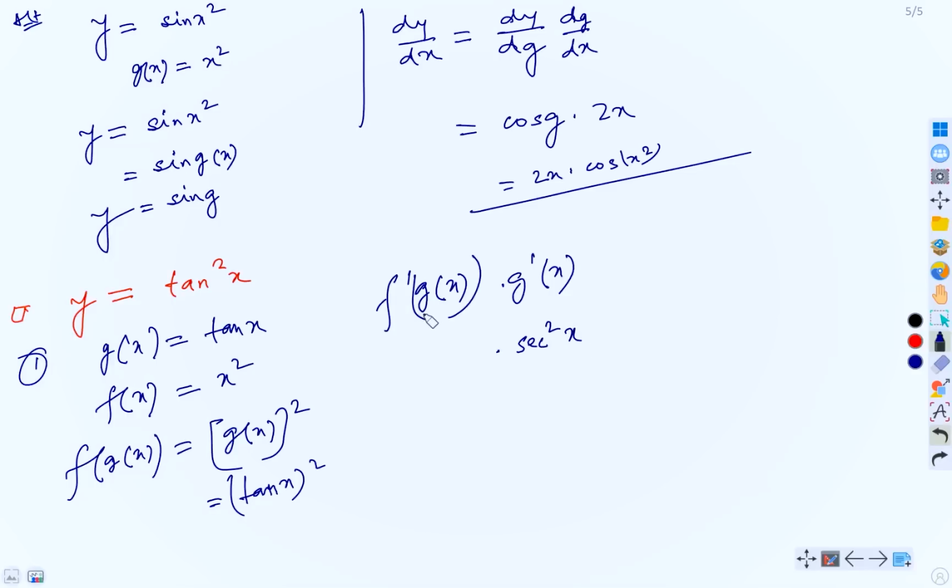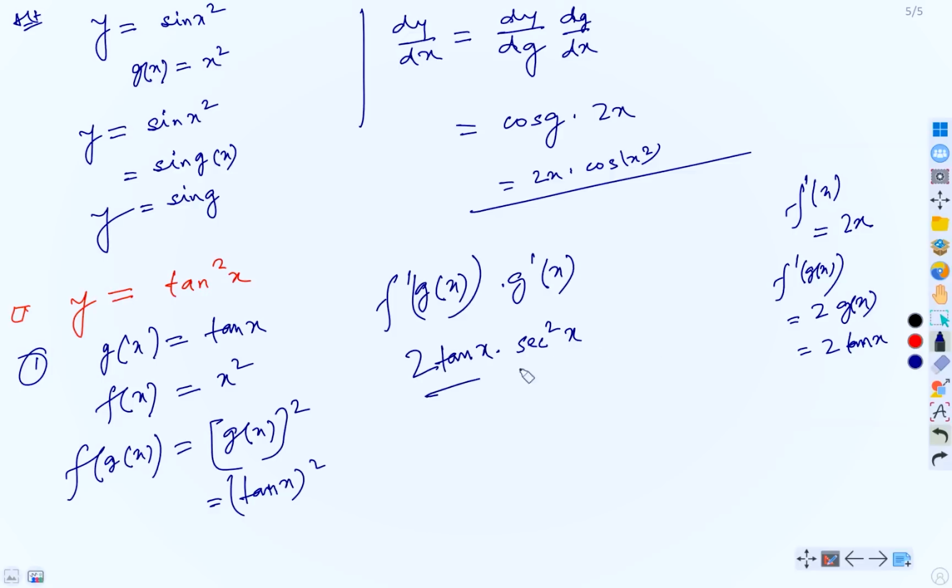And we have to determine f dash g(x). Now what is f dash x? Our f dash x is 2x, right? Because f(x) is x square, therefore f dash x is 2x, therefore f dash g(x) would be 2 times g(x), and we know our g(x) is tan x, therefore this is 2 tan x. So we obtain 2 tan x secant square x. Any doubt for this?